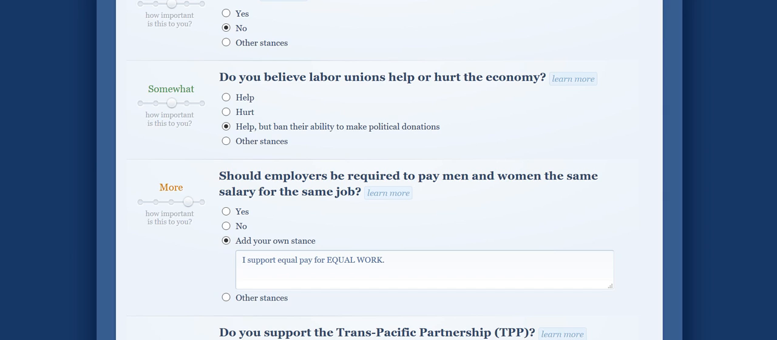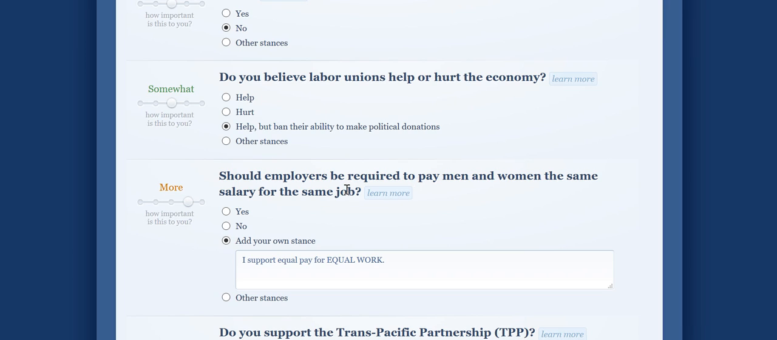Should employers be required to pay men and women the same salary for the same job? I added my own stance here. I support equal pay for equal work in caps because I'm a teenager. No, the options they had here were a little weird. None of them said that. I support equal pay for equal work.